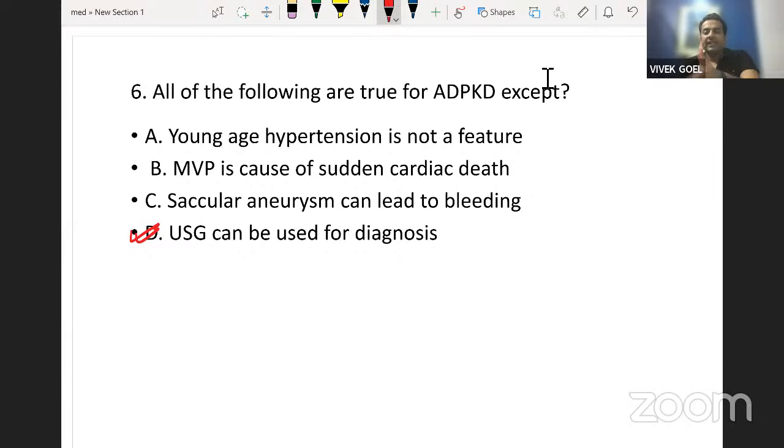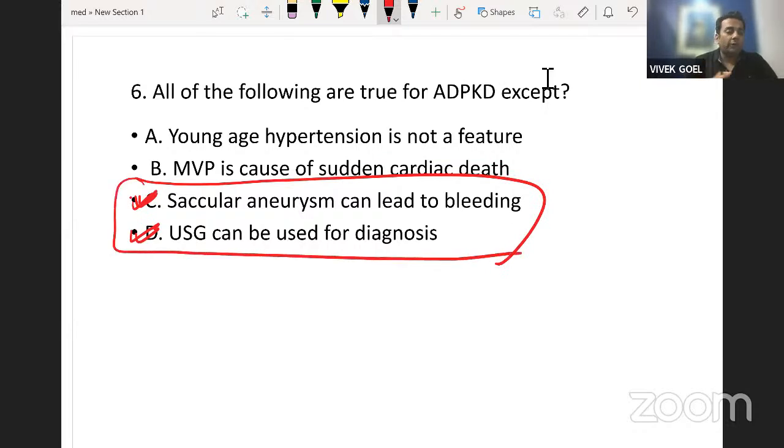Saccular aneurysms can lead to bleeding. There is no doubt in this either. So there are intracranial aneurysms, the risk of which is 6% in patients who do not have a family history and 16% in patients who have a family history. So anybody who has a family history of intracranial aneurysms will have a 16% risk, and those who do not will have a 6% risk. So these two are excluded because both are absolutely true. The moment of truth, both of them are absolutely correct.